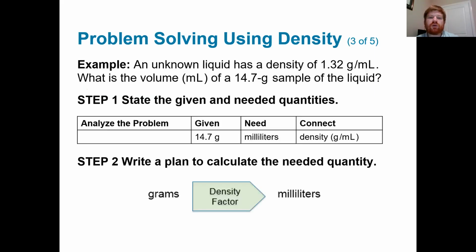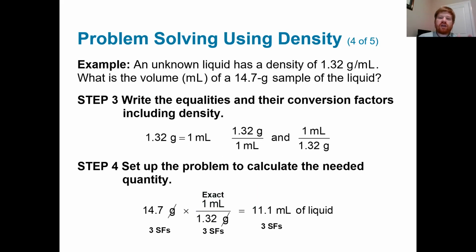Well, if we're given 14.7 grams, we need to convert it to milliliters. How can we convert it? Well, density in this case is going to come to the rescue. Basically, if we have a density of 1.32 grams per milliliter, that means that 1.32 grams of the substance equals 1 milliliter of the substance. So that gives us our equality.